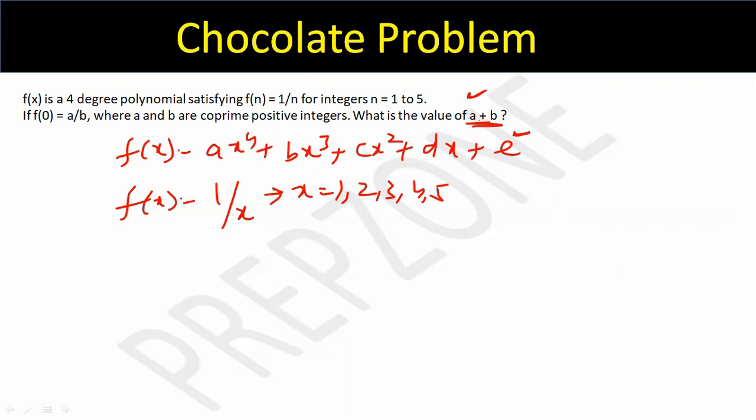Okay, and then solve it. And then a plus b nikalna hoga. That is what is asked in the question. So now I definitely cannot do anything here because no information is given to me. But I can definitely look at this.